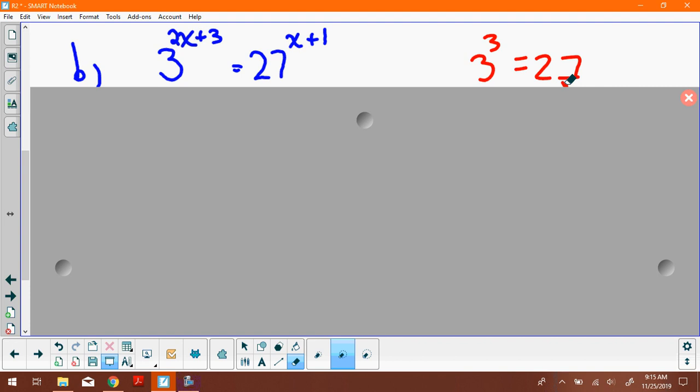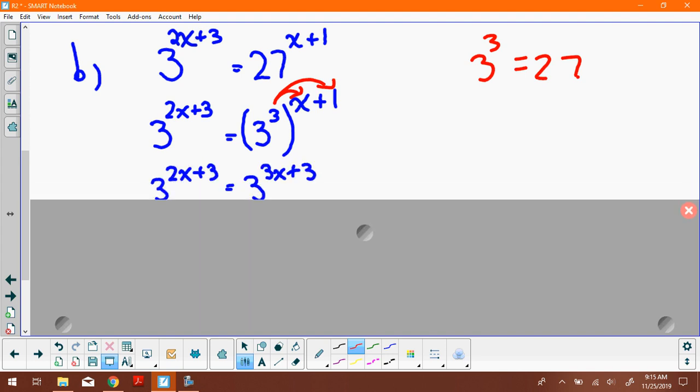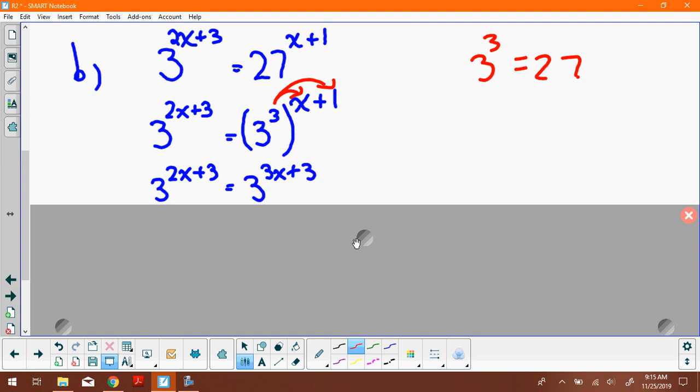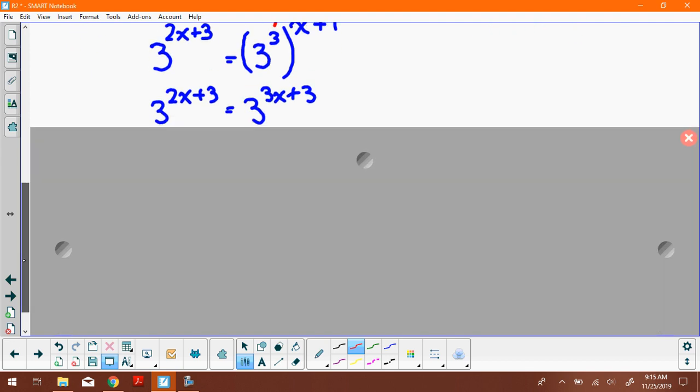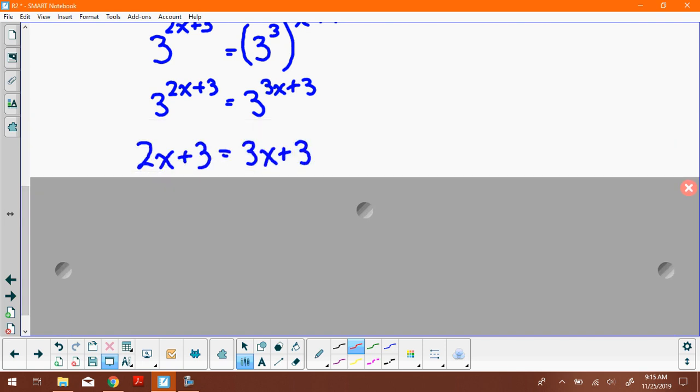So then we make a replacement. I replace my 27 with 3 to the power of 3. My next step is to use the power to a power rule here. It says I have to multiply my exponents, so I have to expand this 3 into my other exponent. So that means I get 3x plus 3 on that side. Now that I have the same base, both bases are 3, I can drop my base. So I have 2x plus 3 is equal to 3x plus 3.